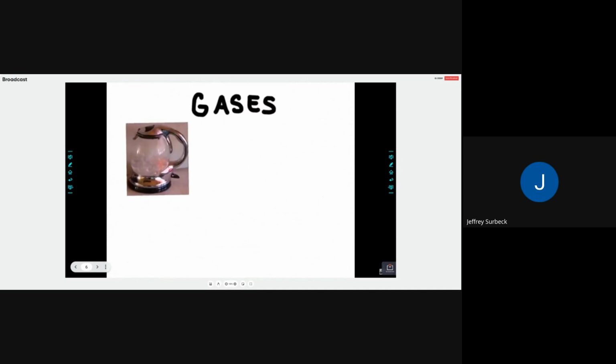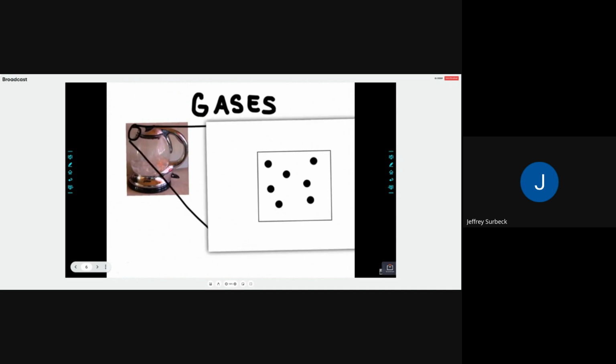Finally, we'll look at the water vapor, the gas state. And we'd have to boil the water and kind of zoom in on those particles and see what they look like. The particles of a gas will be moving very quickly. They're moving so quickly that the attractive forces really have no effect. They're very, very spread out and moving very randomly.